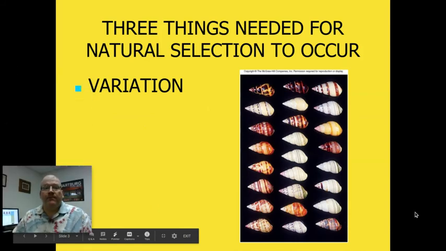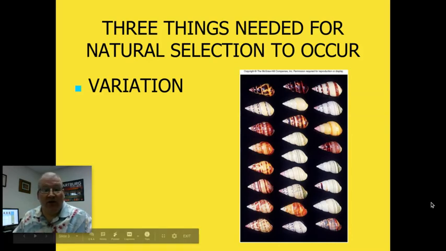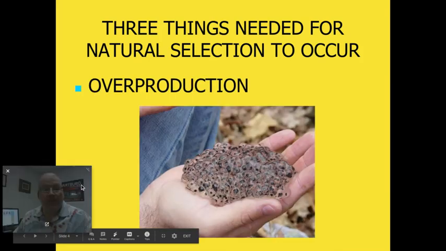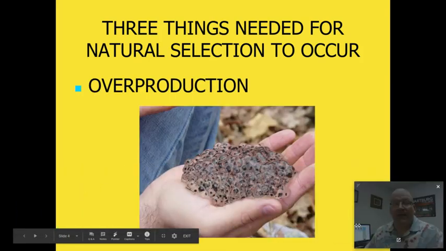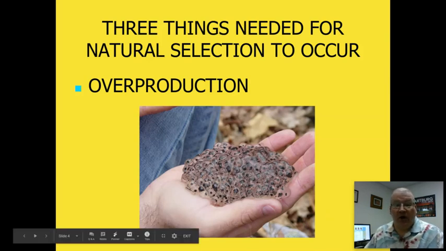Variation. Here we see a variation in the same species of mollusk. These snails have different colored shells. Apparently, the kind of shell color makes no difference in their survival as long as they've got a shell for protection. Overproduction. Here we have hundreds of frog eggs. If all of those grow to be adults, we're going to have frogs as far as the eye can see.